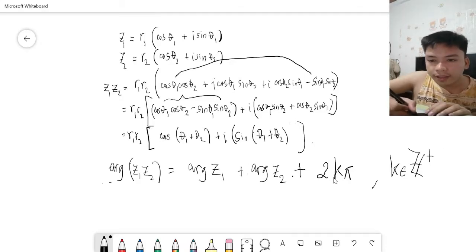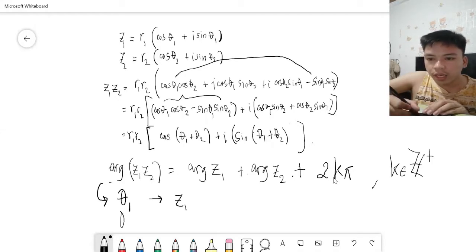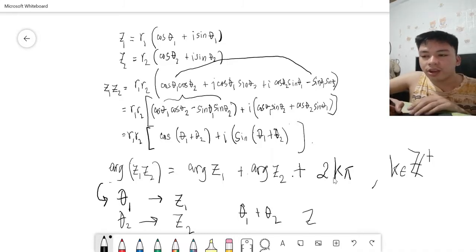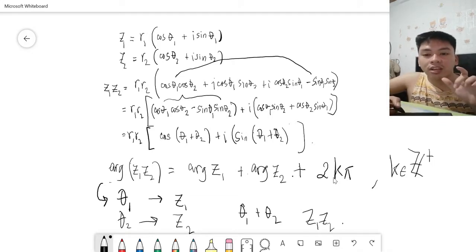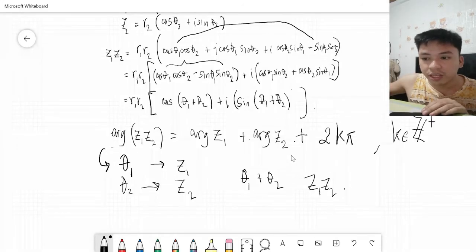Okay. What does it mean? This means that if theta 1 is one of the values of the argument of z1 and theta 2 is one of the values of the argument of z2, then theta 1 plus theta 2 is actually one of the values of the argument of z1 times z2. So this is now the implication for these polar representations of the product of two complex numbers.